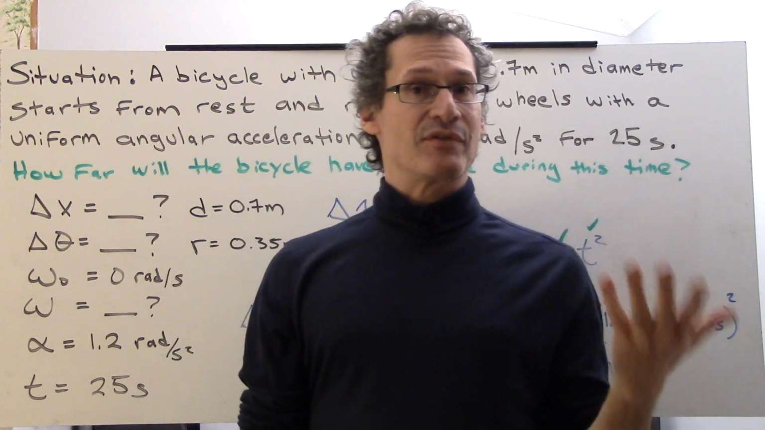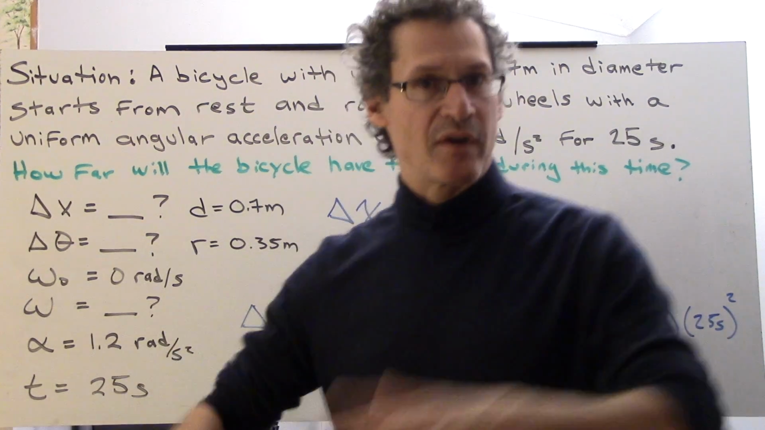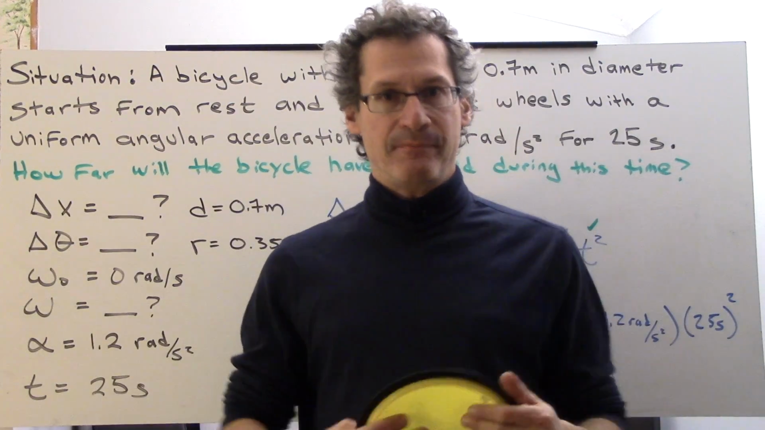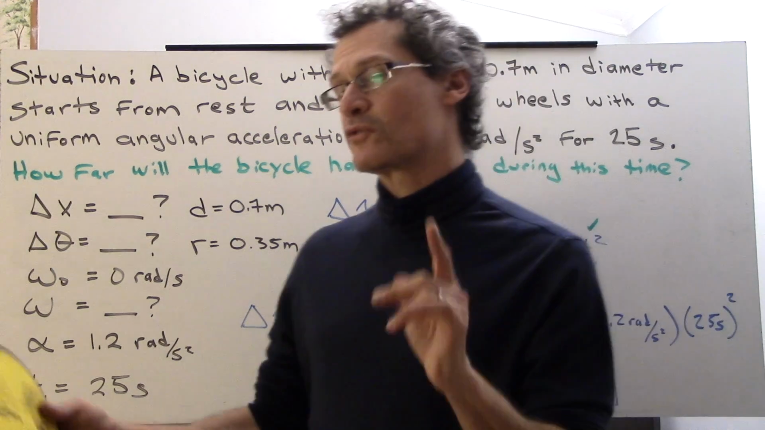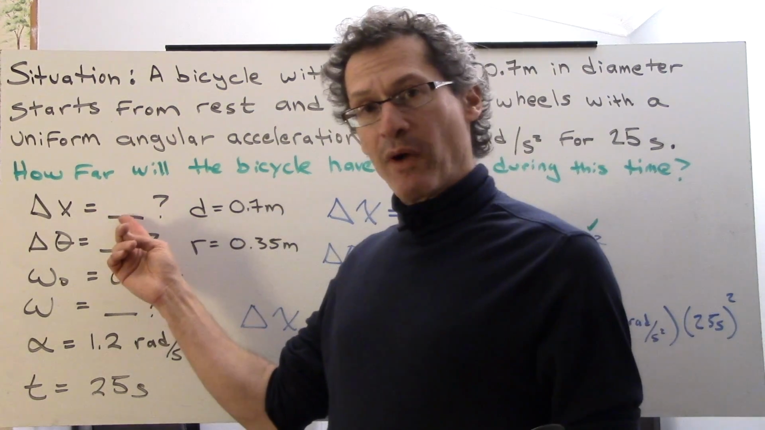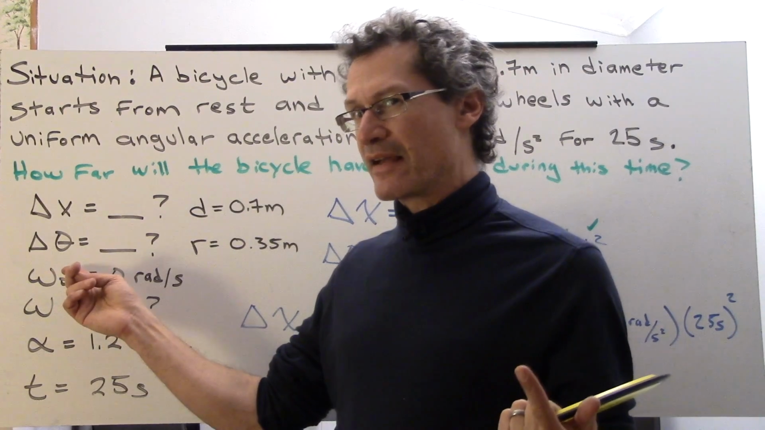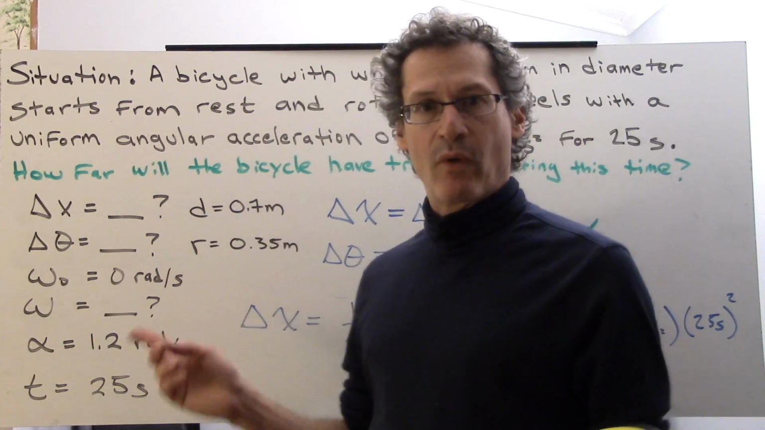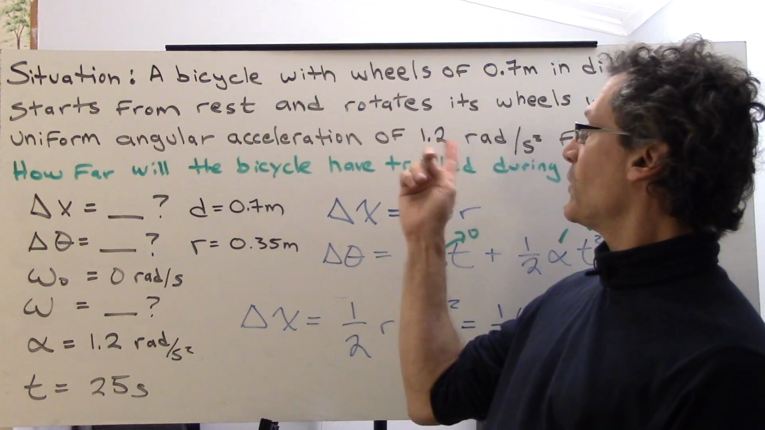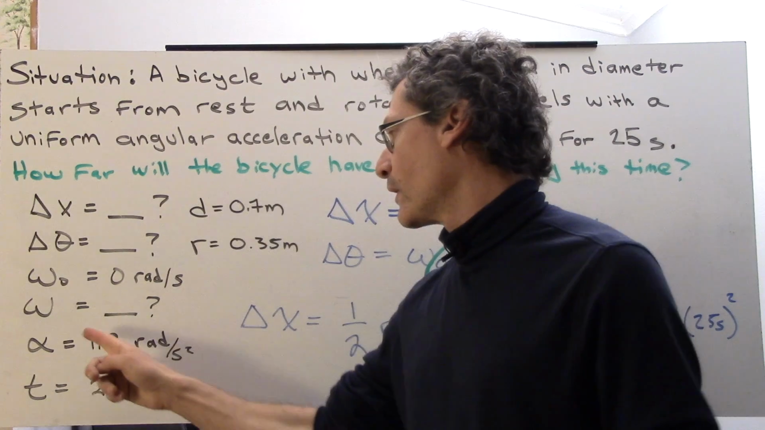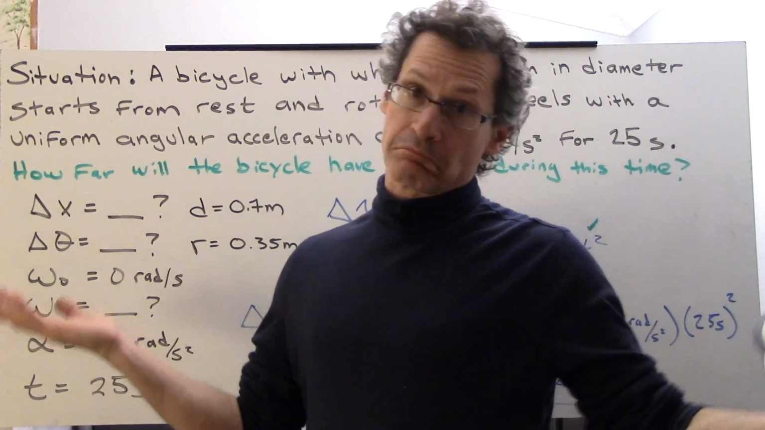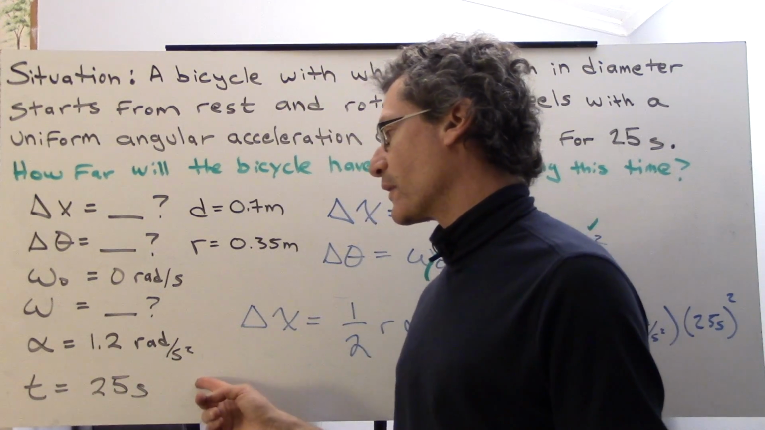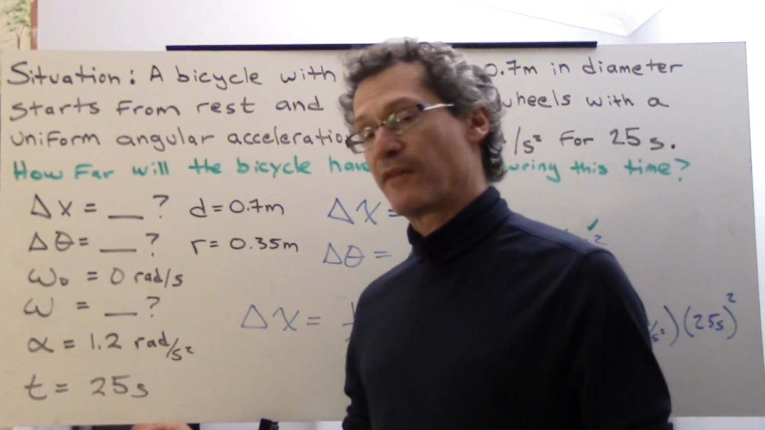Here is the list of variables. We do the same technique that we've done all the time. We don't have to create the big chart because we're not dealing with 2 dimensions at the same time, just one, but we do need to translate them at the end. Delta x is what we want, we don't know it. Delta theta, I think we're going to need, we don't know it either. Omega naught is 0 radians per second. Why? We started from rest. Boom, keywords, note them, use them. Omega, we don't know it. Alpha, we totally know it: 1.2 radians per second squared. And the time of travel, 25 seconds.